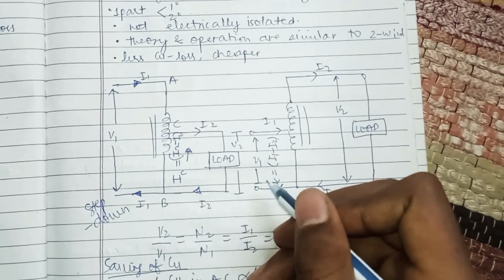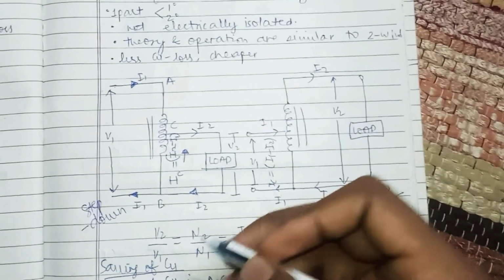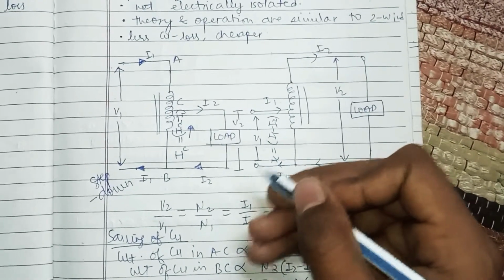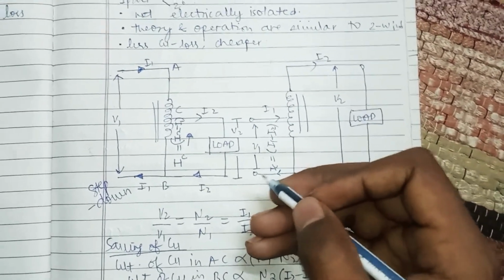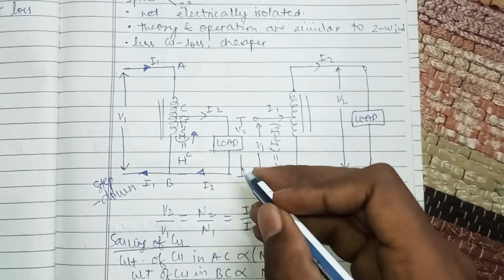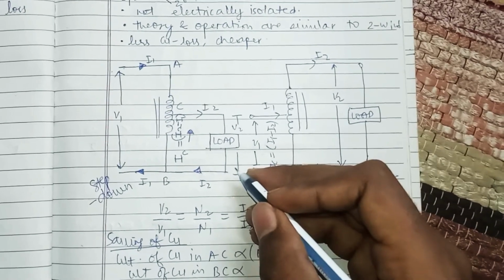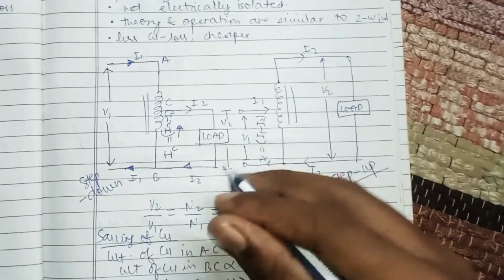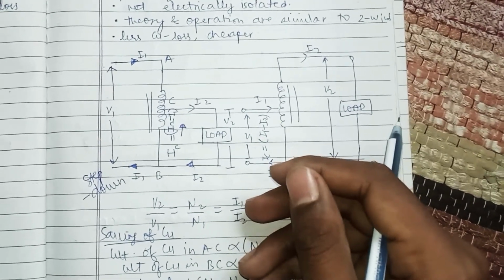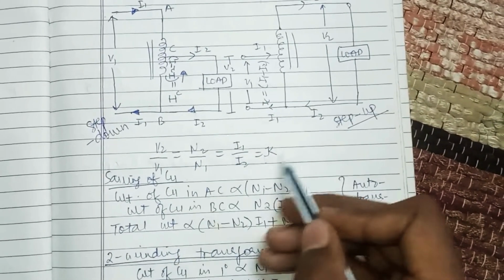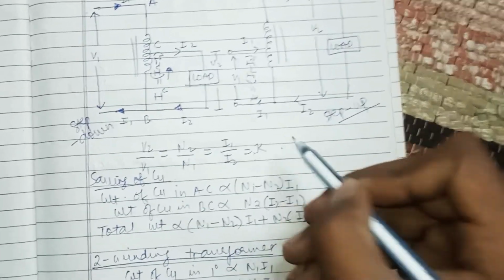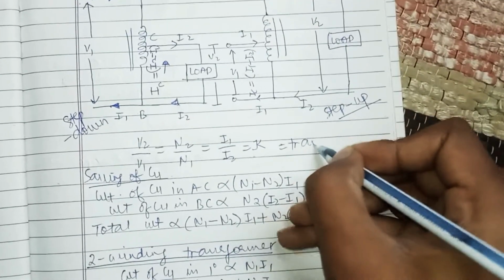Because of one winding, it uses less copper and hence is cheaper. We'll prove later how it uses less copper, and when it uses less copper, it is cheaper also. So it is more economical than an ordinary transformer. It is used where the transformer ratio differs little from unity, meaning there is very little variation in the transformer ratio. We all know our transformer ratio relations: V2 by V1 is equal to N2 by N1, which is equal to I1 by I2, equal to K, the transformation ratio.